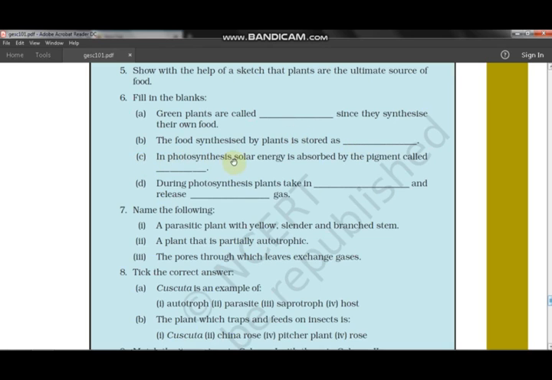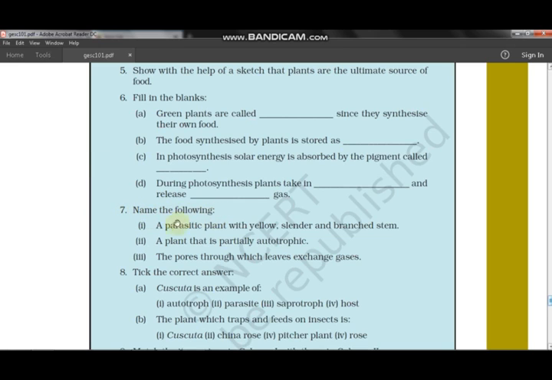Third, in photosynthesis, solar energy is absorbed by the pigment called chlorophyll. Okay, so that we have studied. During photosynthesis, plants take in carbon dioxide and release oxygen gas. So this is the sixth question, the fill in the blanks.